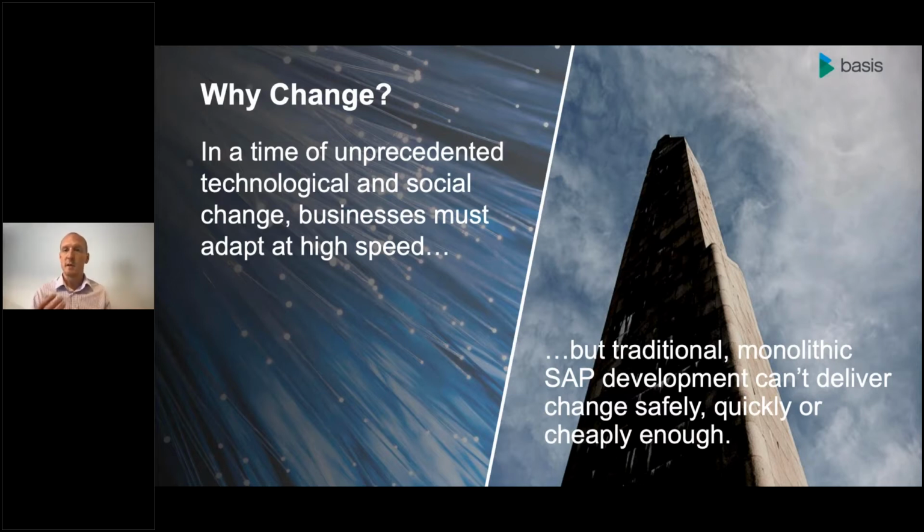You know, 6-monthly SAP release cycles for new features, which was common among Basis Technologies customers until very recently, and it's still something that we come across, really doesn't fit the bill in today's digital economy.